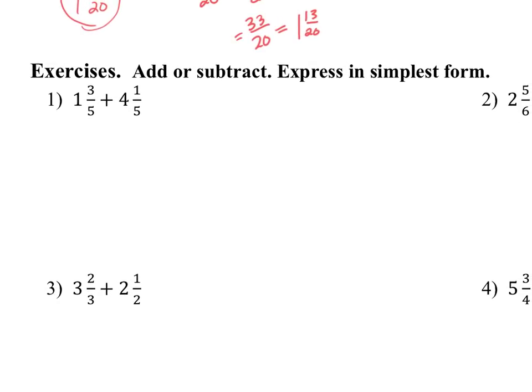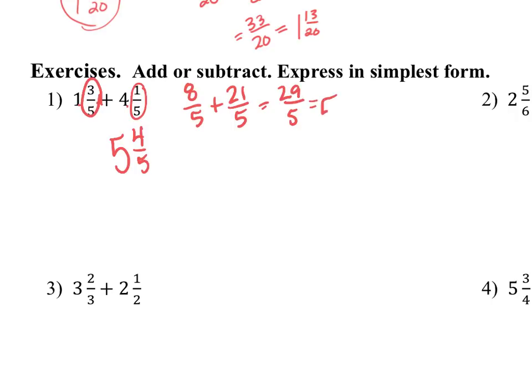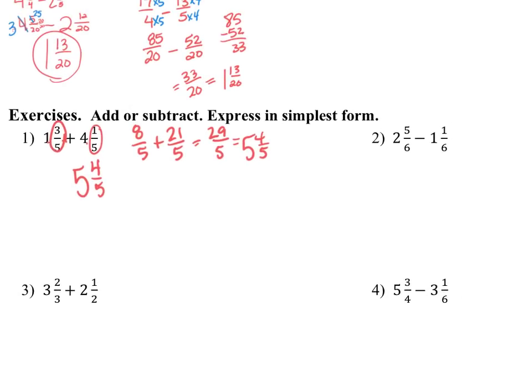We already have a common denominator, so we can make it improper if you want, but 3/5 plus 1/5 is what? 4/5. 1 plus 4 is 5. So if we convert it to improper, we would say 8/5 plus 21/5 equals 29/5 equals 5 and 4/5. But we could have just said 3/5 and 1/5. Oh, that's 4/5. Okay. So make it simpler if you can. Make it easier on yourself.